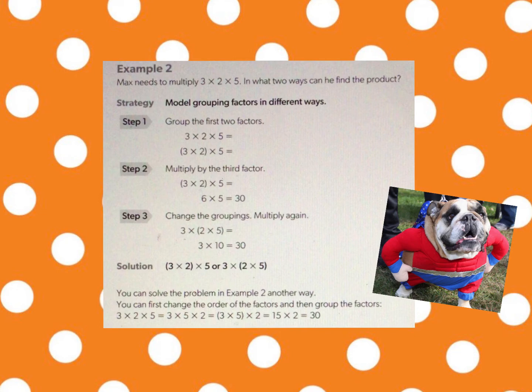Let's practice with this example. Max needs to multiply 3 times 2 times 5. In what 2 ways can he find the product? We can model the grouping factors in different ways. We can do 3 times 2, which I know equals 6, and 6 times 5, my leftovers, would be 30. Or I can change the groupings where I do 2 times 5, which equals 10, and then I multiply with the leftover 3 to also equal 30. So 3 times 2 times 5 equals 3 times 2 times 5, no matter where those parentheses are and what order you do it.